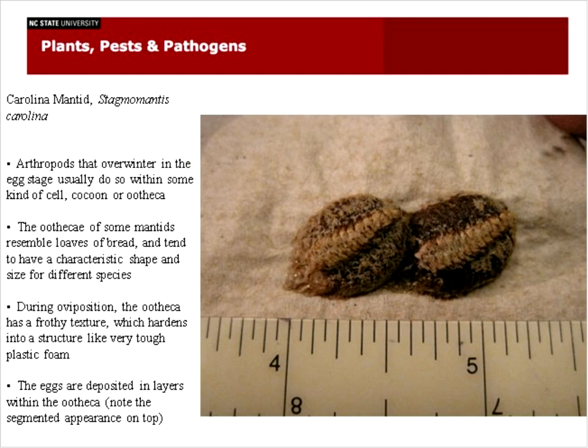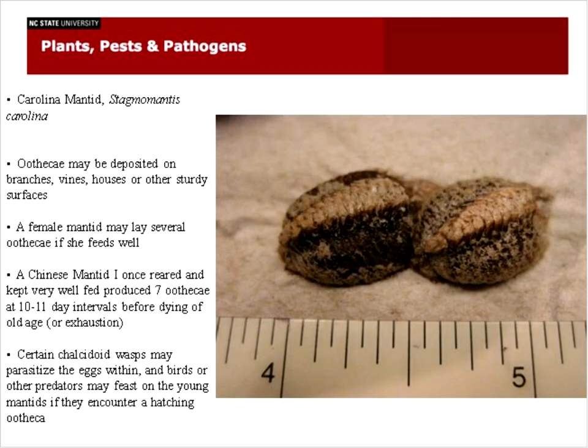And as she's depositing this material at intervals, the female will deposit a layer of eggs within the ootheca. You can see there's a segmented appearance here across the top, and the eggs are deposited in layers within those. Think of loaves of bread with the individual slices of bread within a loaf. This is just another shot of the same ootheca.